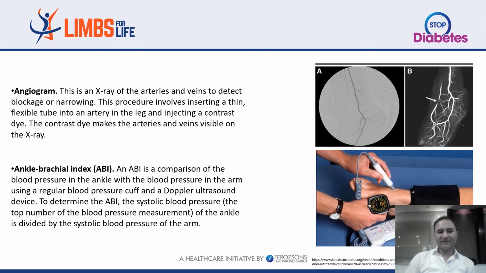And then the ankle brachial index, ABI, is a comparison of the systolic blood pressure in the ankle with the systolic blood pressure in the arm using a regular blood pressure cuff and a Doppler ultrasound device. To determine the ABI, the systolic blood pressure, the top number of the blood pressure measurement of the ankle, is divided by the systolic blood pressure of the arm.